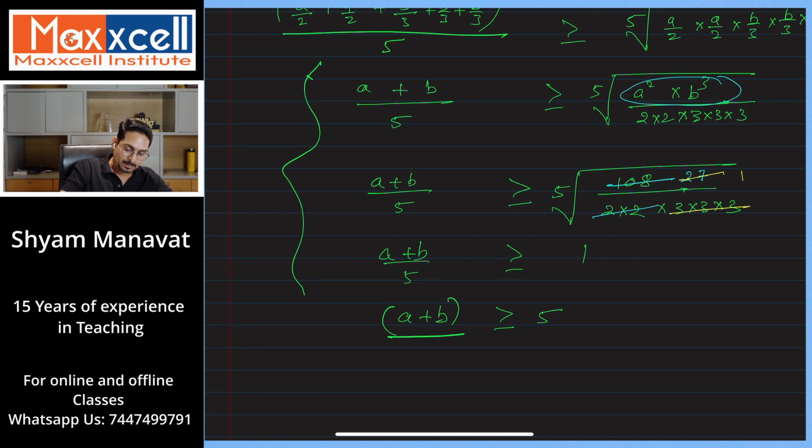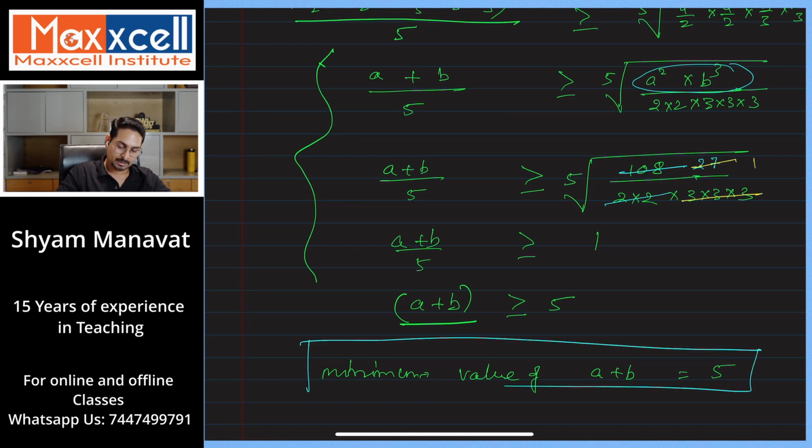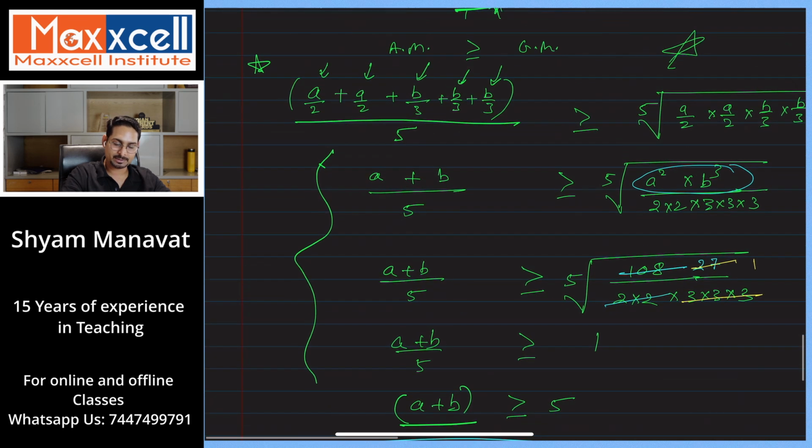It means the minimum value of A plus B in this case is what? 5, correct? सोचो, क्या इजी है? ये आपका आंसर आ गया। और अब अगर ध्यान से देखोगे तो ये साइन जो है ना, ये अर्थमेटिक मीन is greater than or equal to ज्योमेट्रिक मीन is never going to change, right?